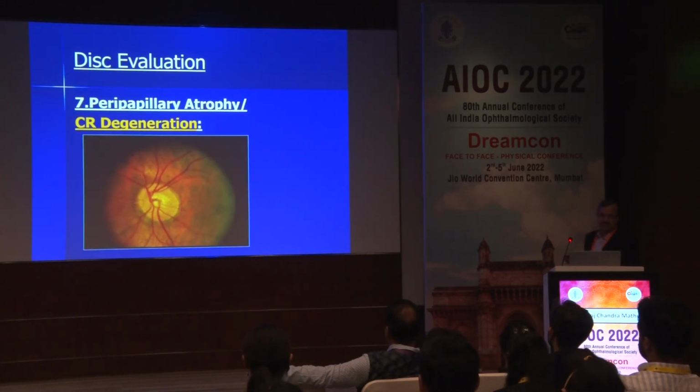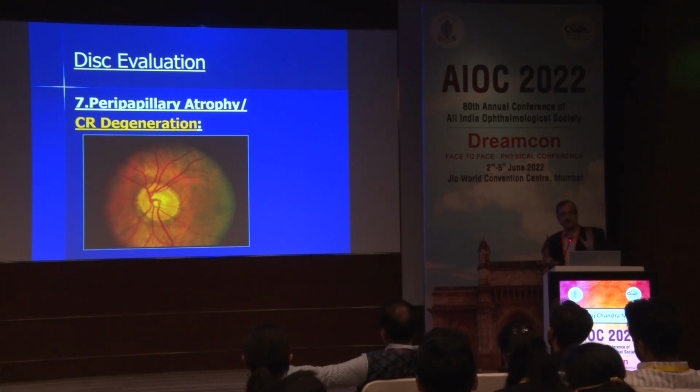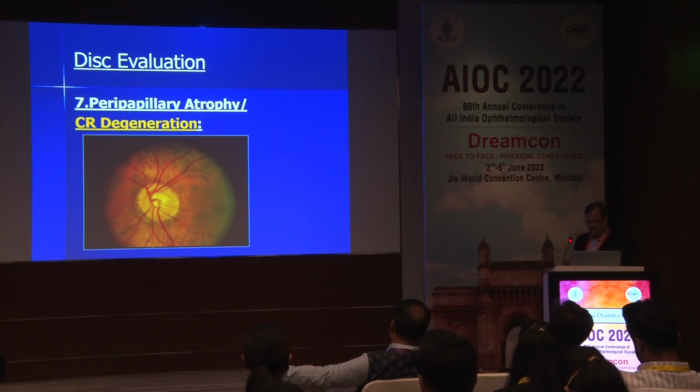Then last but not the least is the chorioretinal degeneration. Chorioretinal degeneration is not pathognomonic of glaucoma, but it has the potential of suppressing the sensitivity in the visual field. There can be a diffuse suppression of sensitivity in the visual field. So these are the 7 things basically.